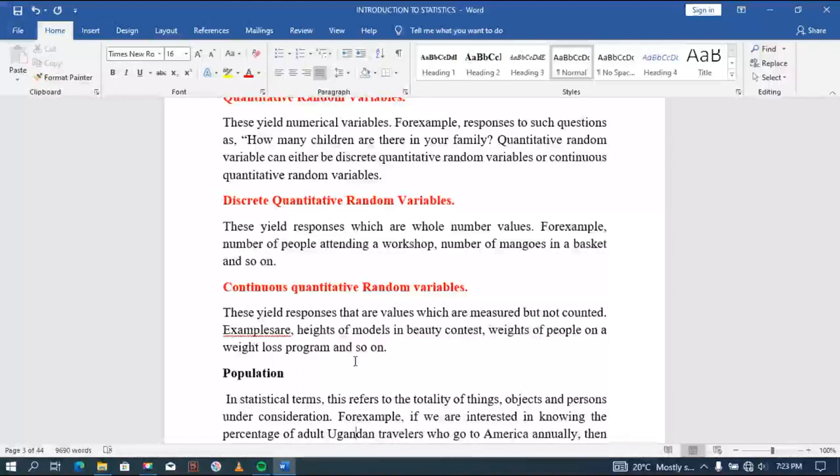For example, heights of models in a beauty contest can be a continuous quantitative random variable, because the height can be a recurring figure, 4.2, 4.99, and so on. Weights of people on a weight loss program, so it may not be exactly a whole number. Someone may be 45.3 kgs.